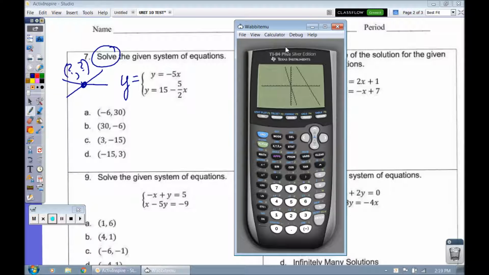So I'll show you 2 different ways to do this. The first way is we're going to use the table. So second table. Let's use our coordinates here and see if we find matching sets of y's.